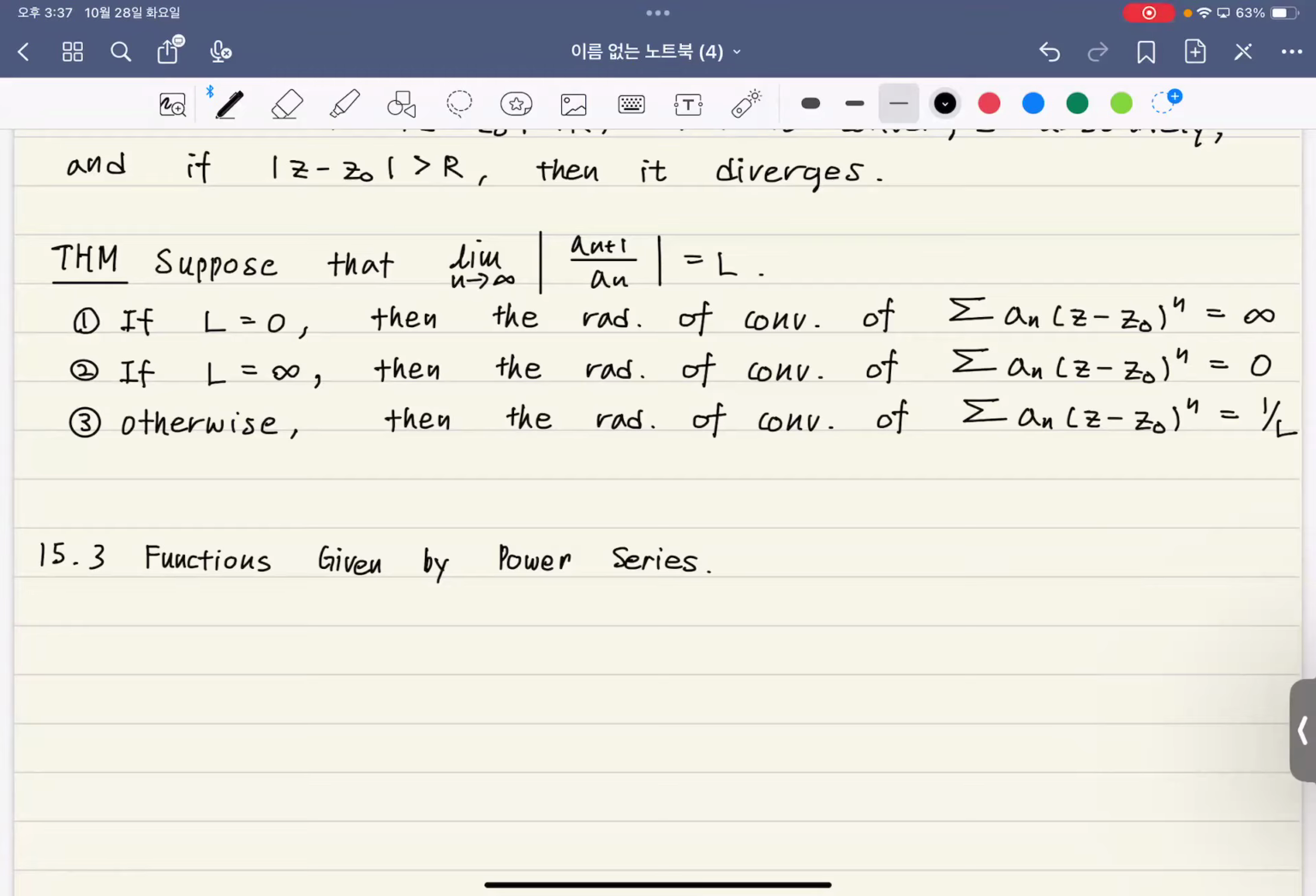So a power series is actually a function. It's a function of the variable z. And in today's lecture, I want to discuss the main interesting properties for the functions given by power series. For instance, we can discuss the continuity of the function given by a power series and the differentiability of the power series and so on. All right.